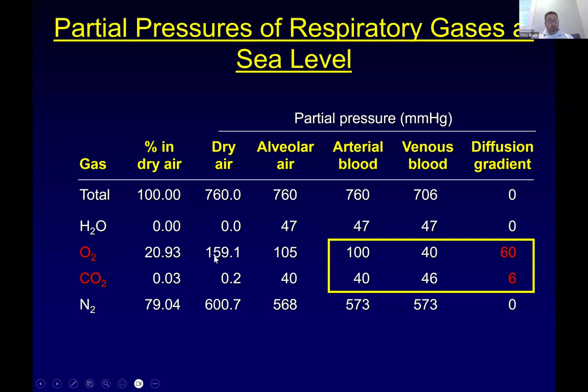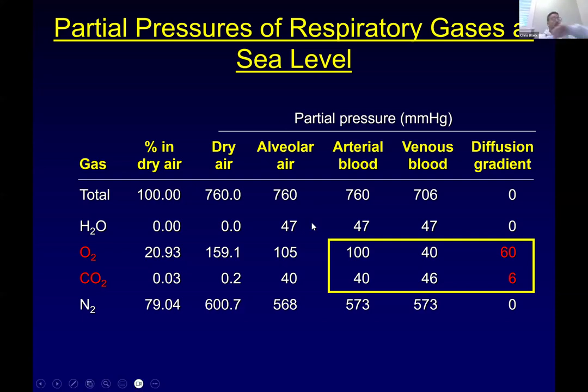We look in dry air. When the air makes it to the alveolar air, you're going to note that we have a lower oxygen partial pressure and actually a higher CO2 partial pressure. Most of this has to do with the fact that we are humidifying the air. And so as we dissolve oxygen into water, it's going to change the partial pressure a little bit.